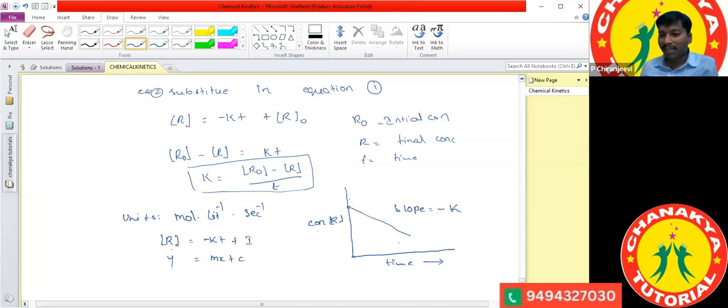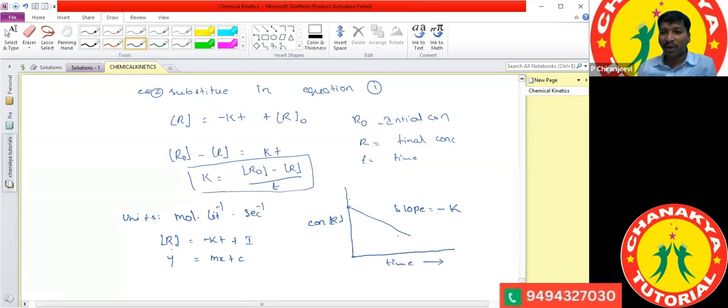I am explaining the graph because sometimes in examinations they give a graph: which of the following graphs represents a zero order reaction? For that you have to be clear. How you draw the graph is based on the y = mx + c formula; by using it we write the equation. Got it? Until here, you understood?